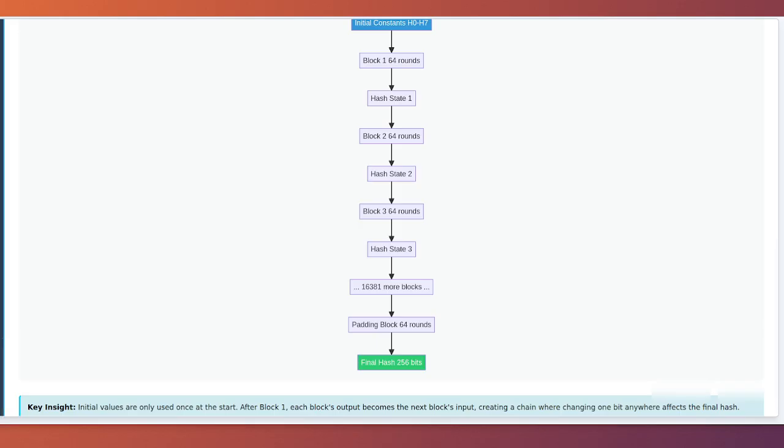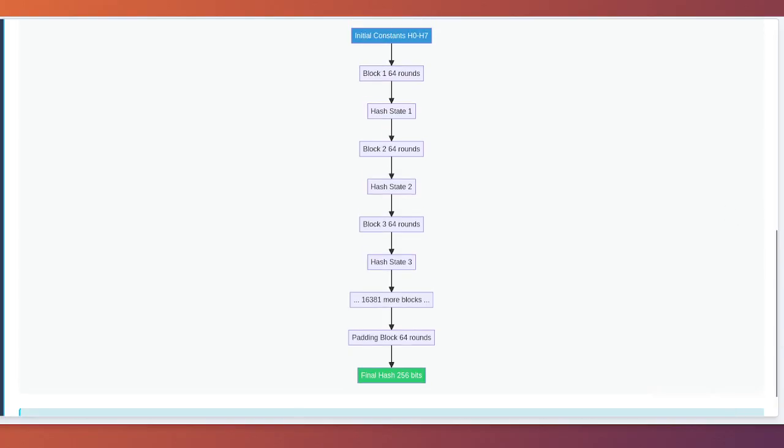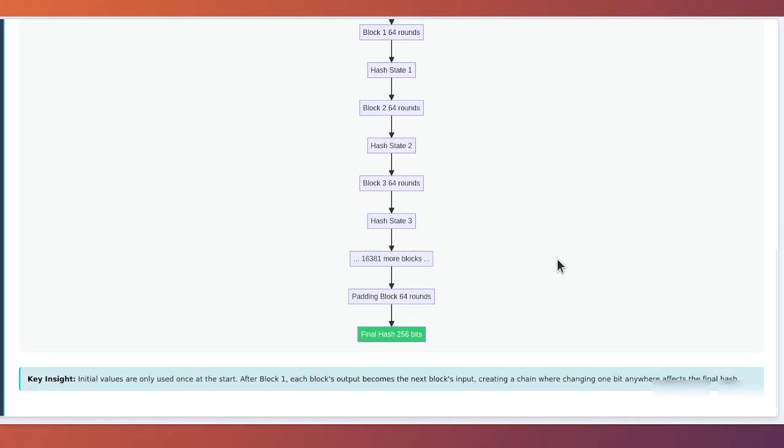After processing all 16,384 data blocks, we have hash state H0_16,384 through H7_16,384. Step 5 is the final padding block. We create block 16,385 containing just padding, a 1-bit, zeros, and the length. We process this one more time using H0_16,384 through H7_16,384 as our starting values.